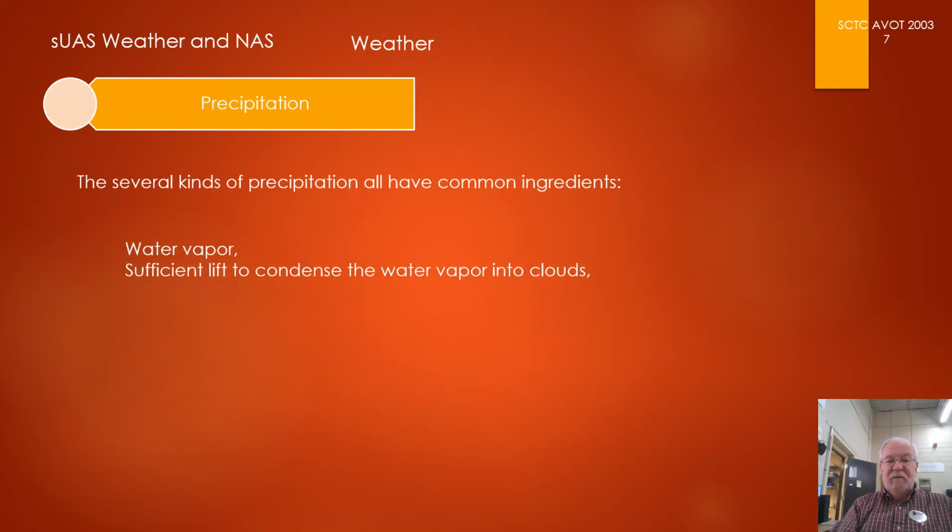You need sufficient lift to condense the water vapor into clouds to get rain, especially. And that's what precipitation is, basically a fancy word for rain, or snow, or sleet, or hail, or ice pellets, or all of those things. But in these cases, we need water vapor. We need sufficient lift to condense the water vapor into clouds. In other words, a lifting force, something lifting them.